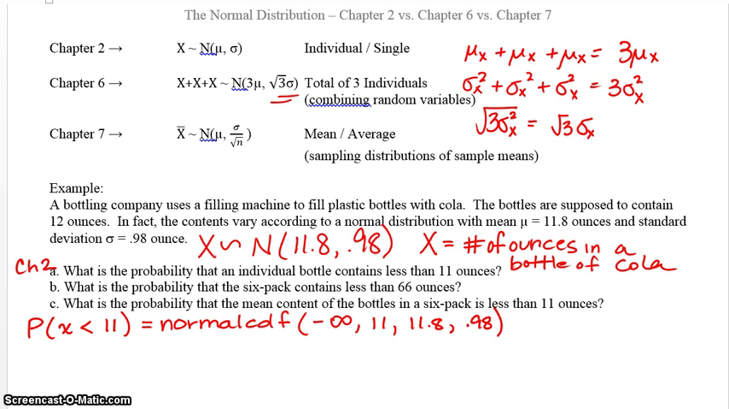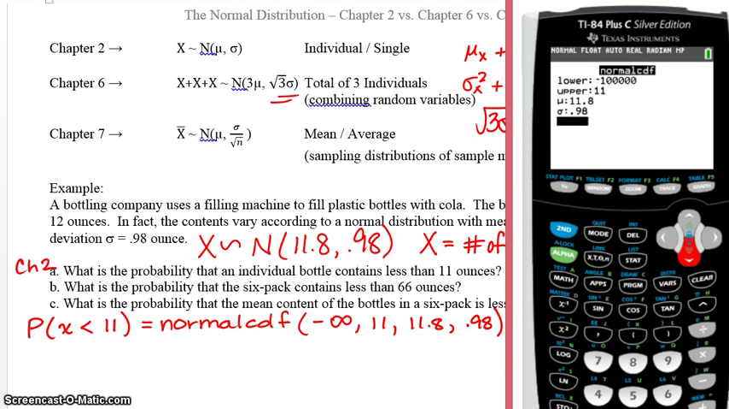So we go ahead and enter that into our calculator. Depending on the type of calculator you have, yours may look like mine, so you put in your lower bound of negative infinity, upper bound of 11, mean of 11.8, standard deviation of 0.98, or maybe yours looks like this and you enter them in by commas. So when we press enter, we get 0.207.